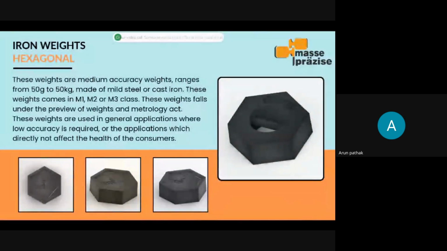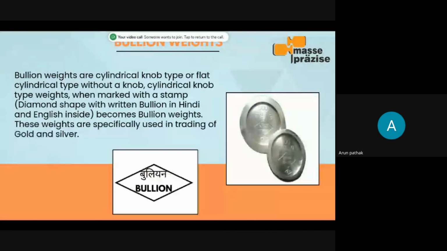Next one is bullion weights. The bullion category of weights is specifically for trading of gold and silver. So basically, in the Legal Metrology Act, there are two types of weights which are specifically designed for different items. One is called bullion weights. They are specifically designed for gold and silver, and there is one more, carat weight, which is specifically designed for the trading of pearl items, diamond, and other things. So bullion weights are basically designed for trading of gold and silver.